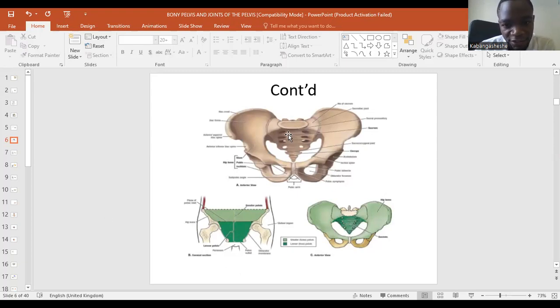So the child negotiates through bony structures. And since bones do not expand, measurements of this pelvis have been done and are required to be in standard measurements if a woman is to deliver via normal spontaneous vaginal delivery.